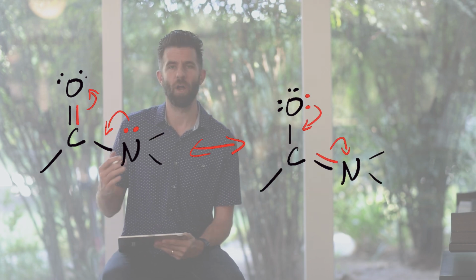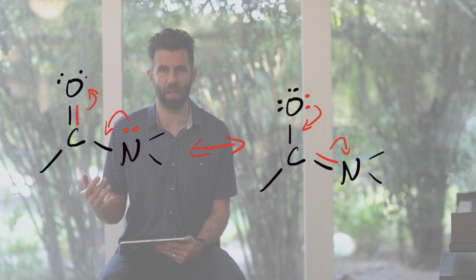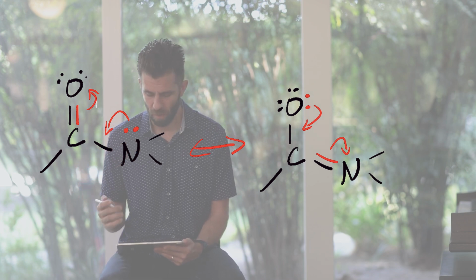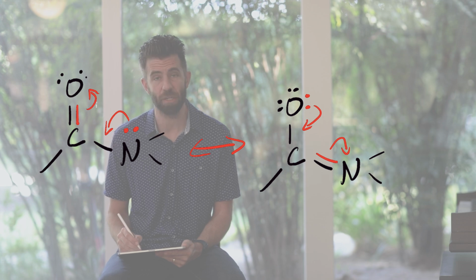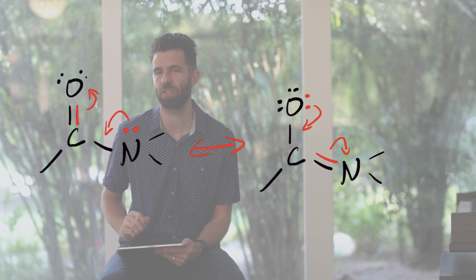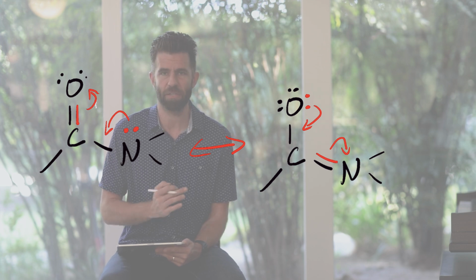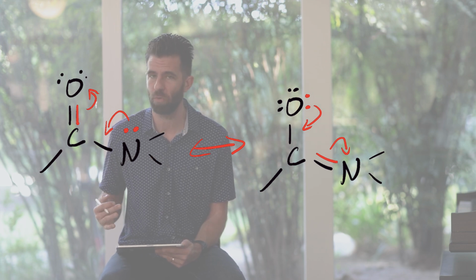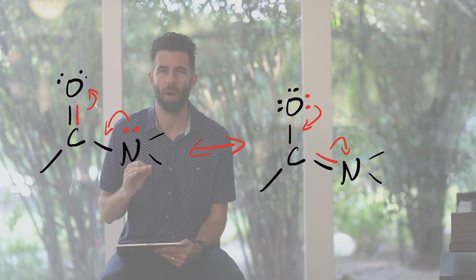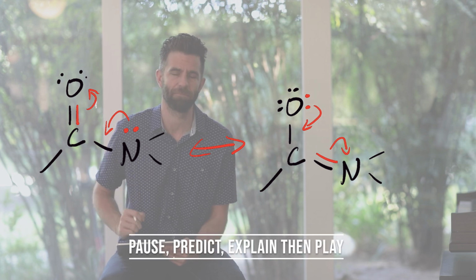All right, so looking at this example, what do we notice? Well, let me go ahead and put the charges on here. Actually, you assign the charges, and then I want you to predict which one is the most stable, again, using our rules. So go ahead and pause, do that, and then play it.